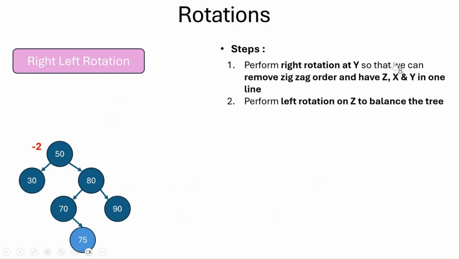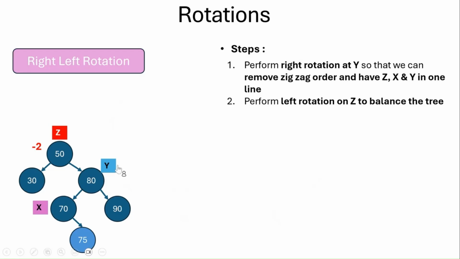Perform right rotation at Y to break the zigzag nature. What is ZYX? This is the ZYX. Z is the root of the smallest impacted subtree, which is 50. And Y is the taller child of 50, which is 80, because this is the child where the height is more. And X is basically the child of Y where the new node is inserted. It could be either the new node or the parent of the new node. In this case, it is the parent of the new node. Now we got the ZYX.